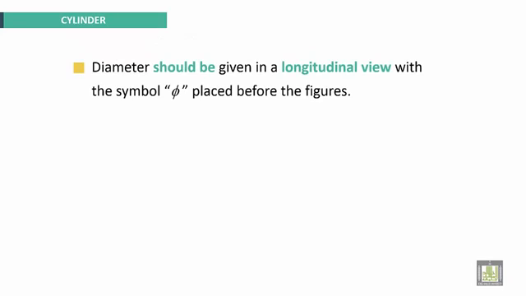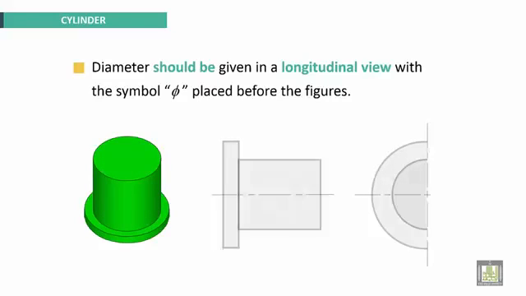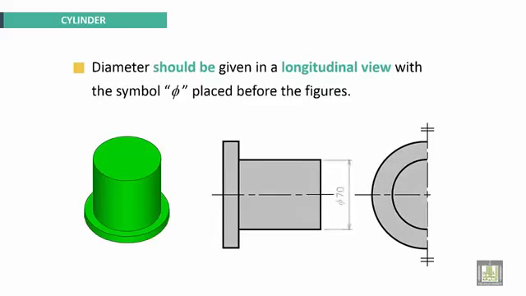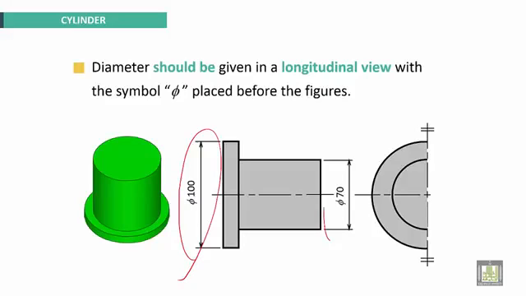The diameter should be given in a longitudinal view with the symbol phi placed before the figures. This is a cylindrical shape. This is two views. Okay, we have to put the diameter as per this notation.